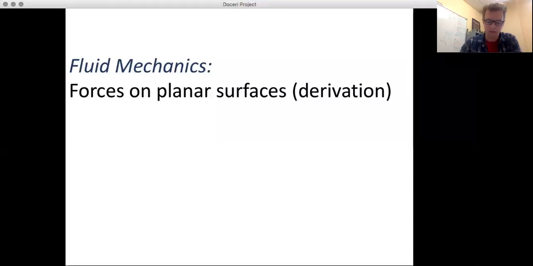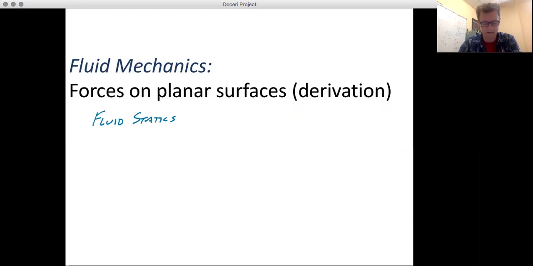I wanted to try something today. We'll go ahead and do sort of a derivation related to forces that act on planar surfaces. This is part of our hydrostatics unit. And we're going to go ahead and talk through this on the web rather than in class, so hopefully we can work with these concepts in class and you can have this derivation for your own records.